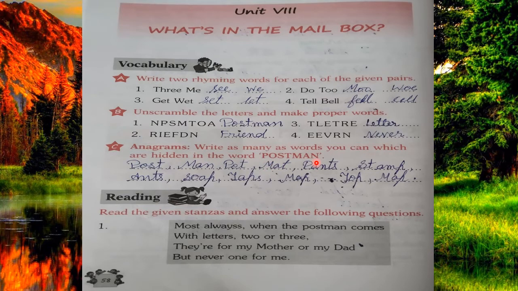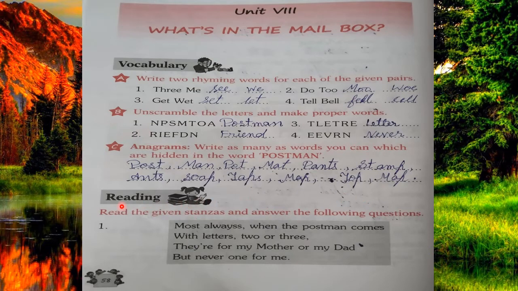So you can make many words by using the same letters like post, man, pot, mat, pants, stamp, ants, soap, taps, map, top, mop. Okay, so this is map and this is mop, M-O-P, mop. So clear, class? How to do this question?